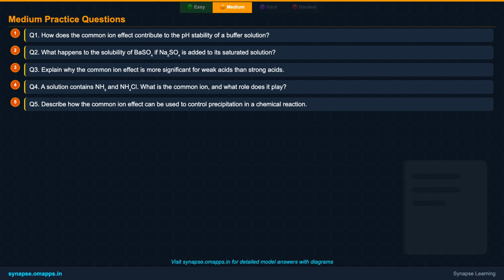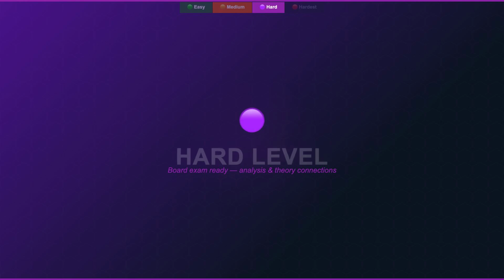Here are 5 questions to challenge your understanding. Think about how the effect influences different chemical systems and its practical implications. Take your time to formulate your answers. Ready to tackle the quantitative aspects? Let's dive into calculations and connect the common ion effect to other key equilibrium concepts.